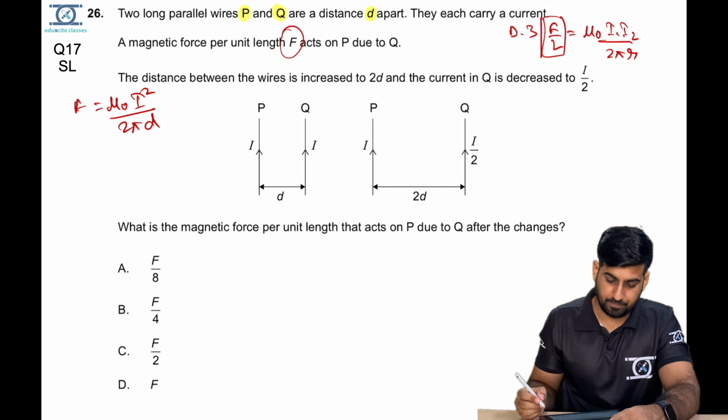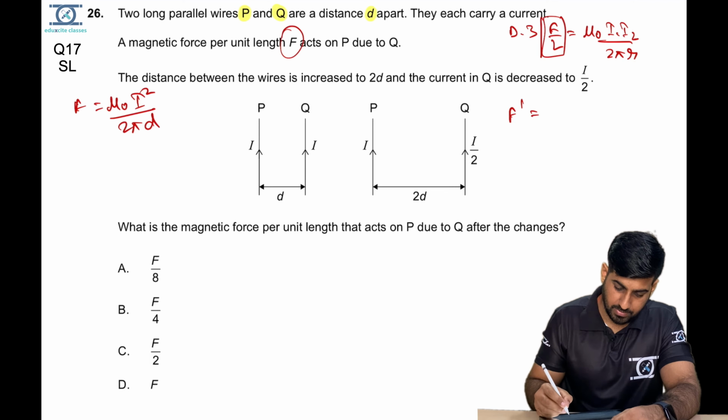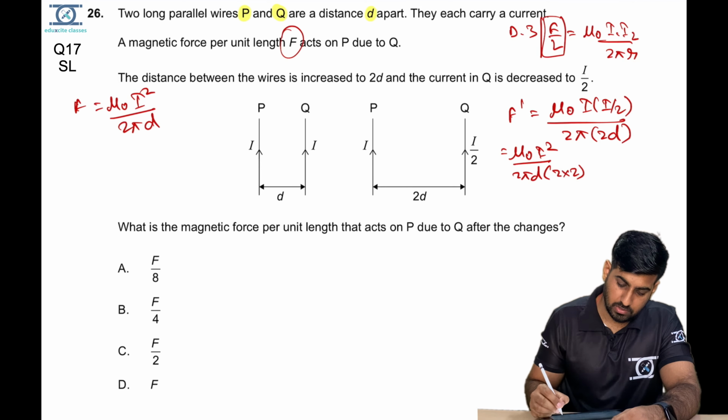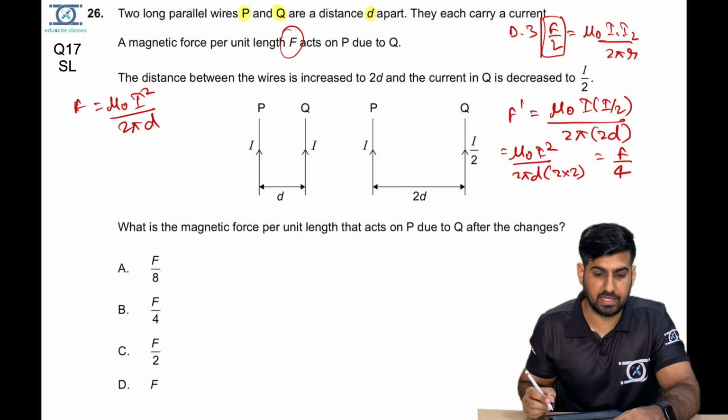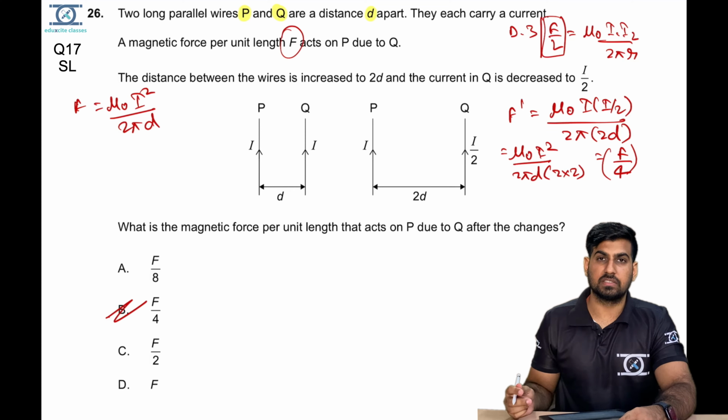2 pi d. Now we have to rewrite: F dash will be equal to mu naught I into I by 2, upon 2 pi into 2d. So if I simplify this, I will get mu naught I square upon 2 pi d into 2 into 2. So this will become F by 4. Option B is the right answer. Okay, just a simple calculation. You can take a screenshot.